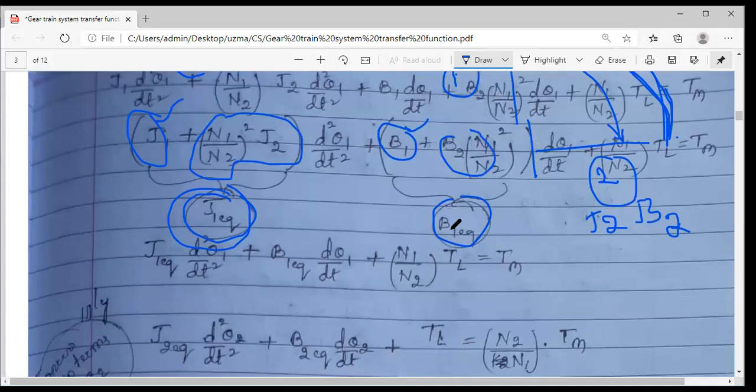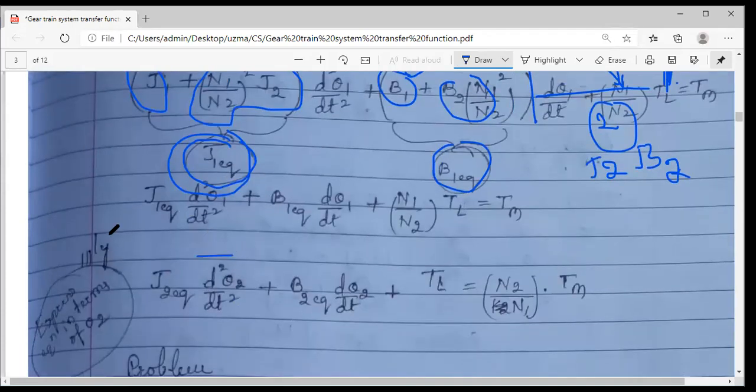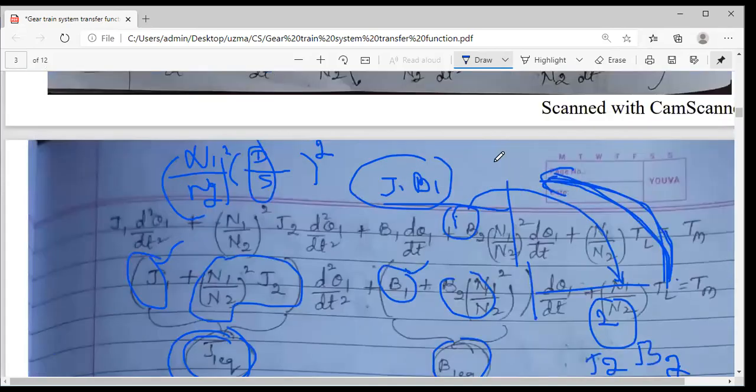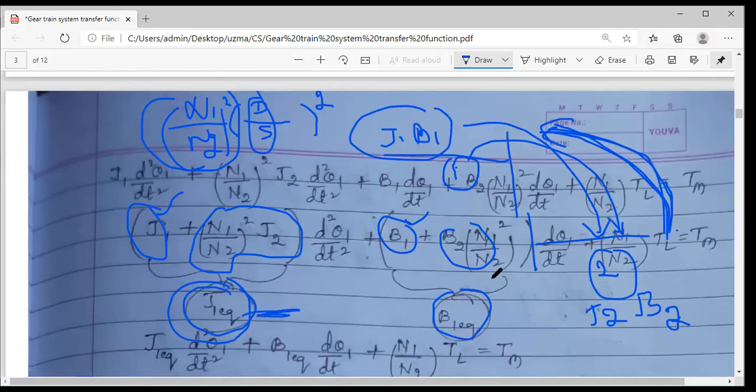This is important. Similarly, if I take the second, like expressing the equations in terms of theta 2, in the sense I am taking the reverse reflection, the reflection of one shaft over the second shaft, in that case this ratio n1 by n2 will change. It will become n2 by n1. And when you take the equivalent value of J, this time J2 and B2 will remain the same, and J1 and B1 get multiplied by the factor n2 by n1 whole square.